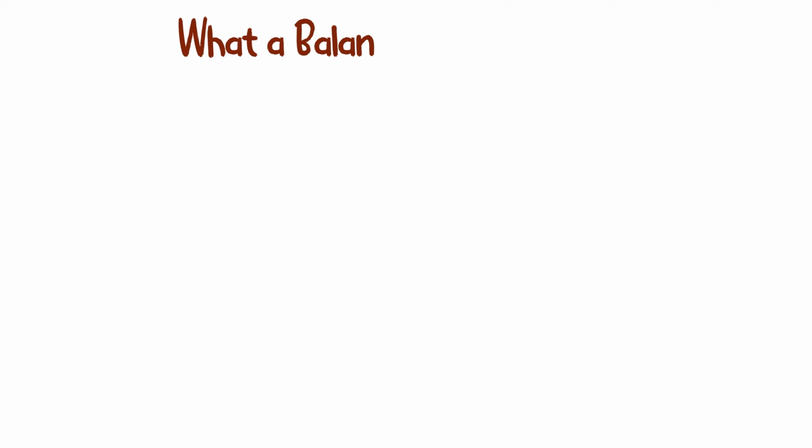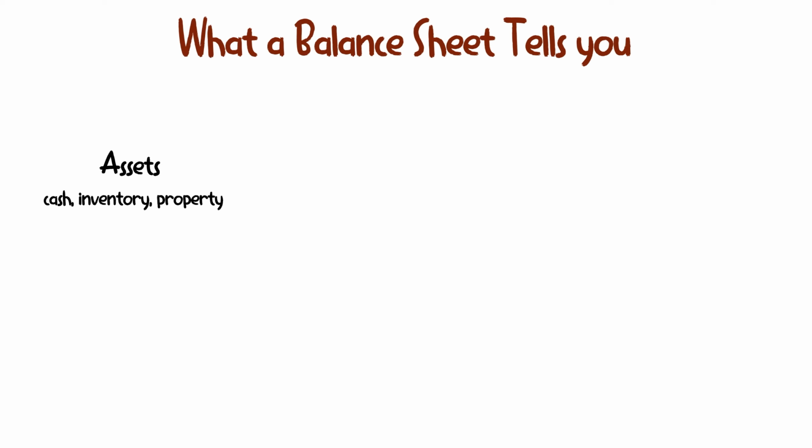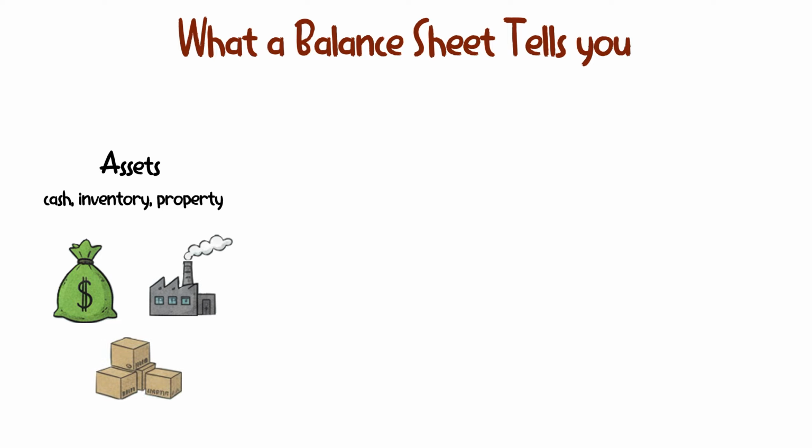A balance sheet is split into three main parts, starting with assets. Assets are simply everything valuable the company owns, anything that can be sold for cash or used to make more money. Just like your house or car are your personal assets, a company's assets include cash in the bank, factory buildings, equipment, and products ready to sell.